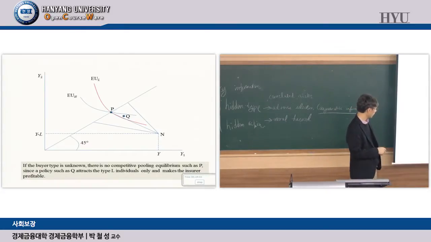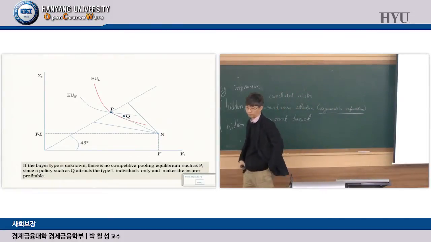So this is the summary of what I just said. If the buyer type is unknown, there is no competitive pooling equilibrium. Pooling equilibrium is an equilibrium that pools high risk type and low risk type together. But there is no such competitive pooling equilibrium since a policy such as Q attracts the type L individuals only and makes the insurer profitable. Insurer is an insurance company, the one who sells insurance. Insured is the one who buys the insurance. So it means there is no pooling equilibrium.